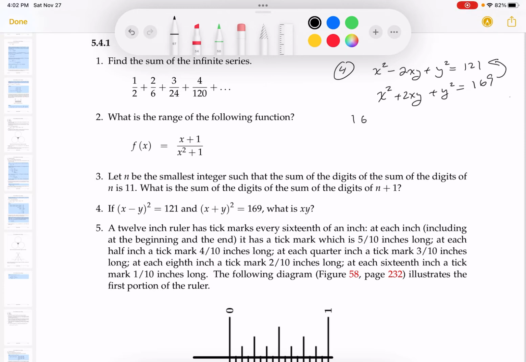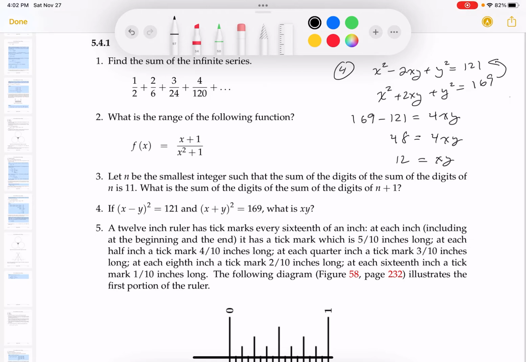So I'll subtract 121 from 169, and that would give you 4xy. It's pretty easy to do. What do you get over here? Let's see, you get 48 equals 4xy, and xy would equal 12.